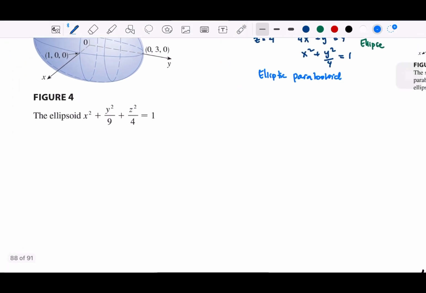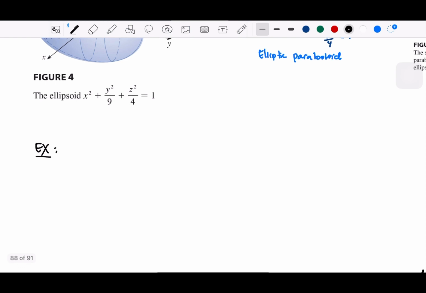Okay, so let's go for the next one here. So another example: z equal y squared minus x squared. Now this is, I think, a difficult shape to draw. This is called the hyperbolic paraboloid. So it has a hyperbola and it has a parabola, right?